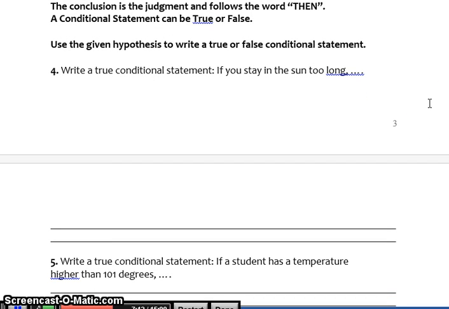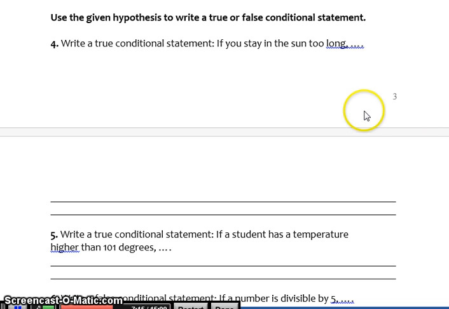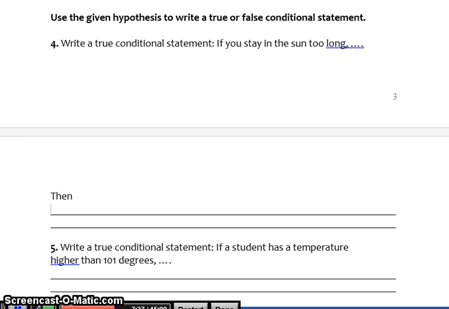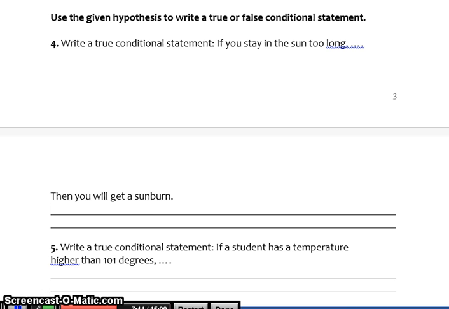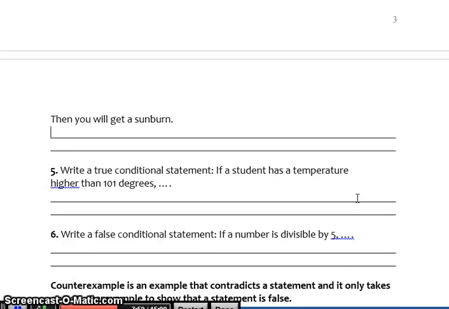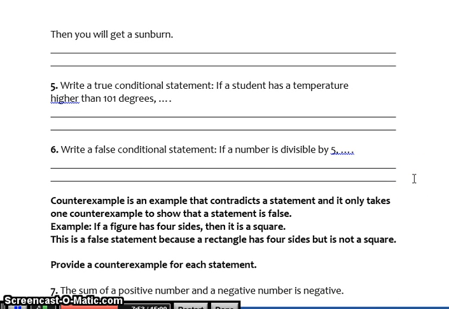It says, use the given hypothesis to write a true or false conditional statement. So we want to write a true conditional statement here. If you stay in the sun too long, now we need a conclusion, so we have to write then, and then we know that what happens if you stay in the sun too long is that you will get a sunburn. Now, I know not everybody sunburns just for staying in the sun for a long time, but if you stay in the sun long enough, eventually you're going to get a sunburn. So this is a true statement. If you stay in the sun too long, then you will get a sunburn.